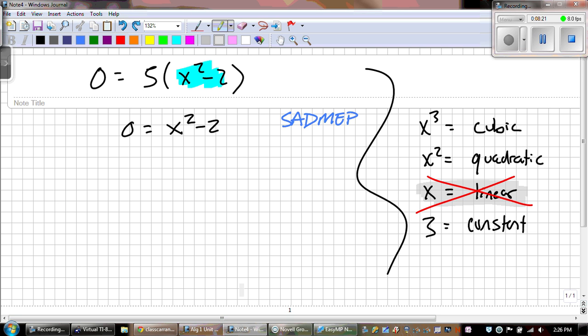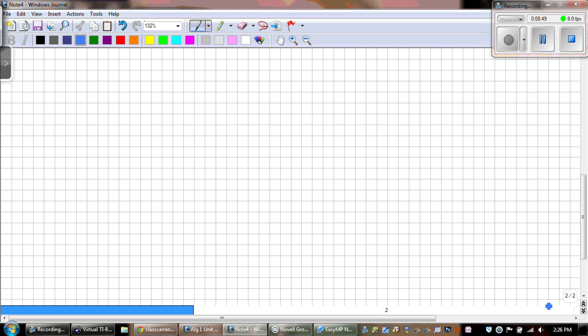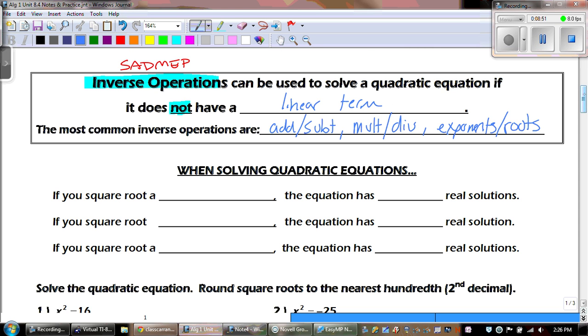So if we were to move on to this example or just continue, I would use inverse operations to get the x by itself, and we get 2 equals x squared. And then to solve it, the opposite of a square is a square root. And then whatever that ends up being, that would be my answer. Okay? So let's go back to our notes.